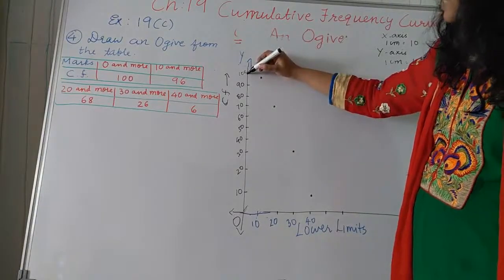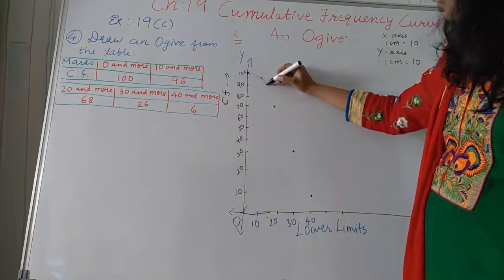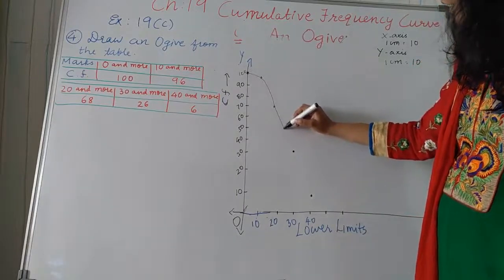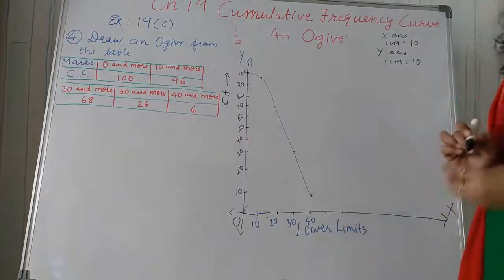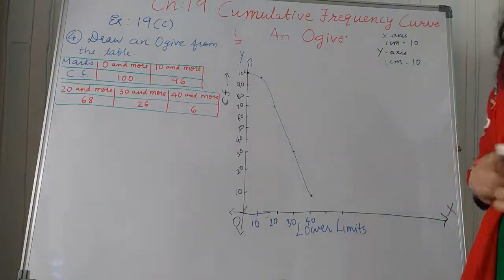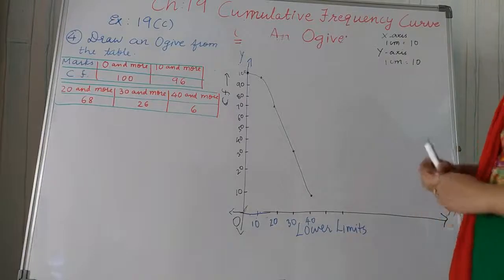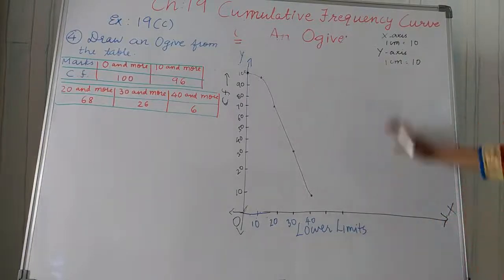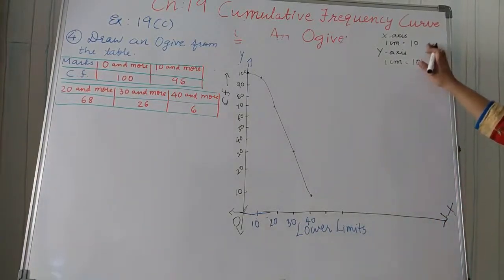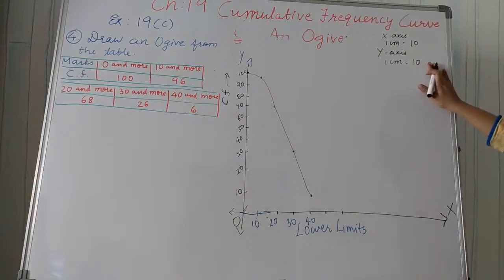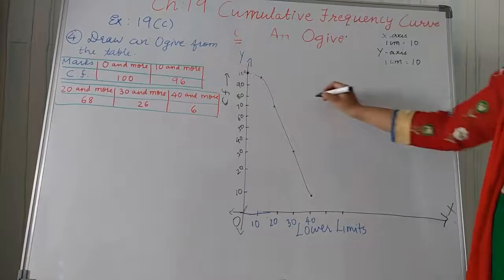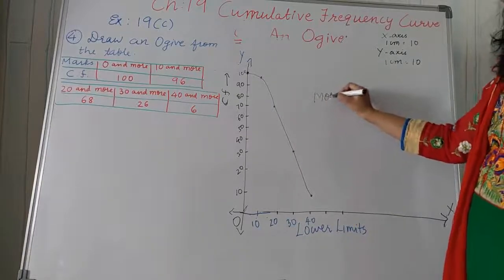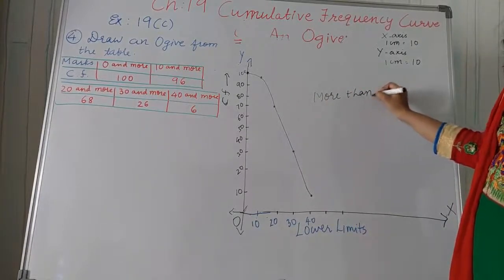Do not use a scale. Again I am telling you, you don't have to use the scale. Just take the free hand and draw like this. Okay, so this is your more than type of ogive. Again, we need to write your scales, which are already written: 1 centimeter is 10 and 1 centimeter is 10 on both the axes. So this is the example of the more than type of ogive.